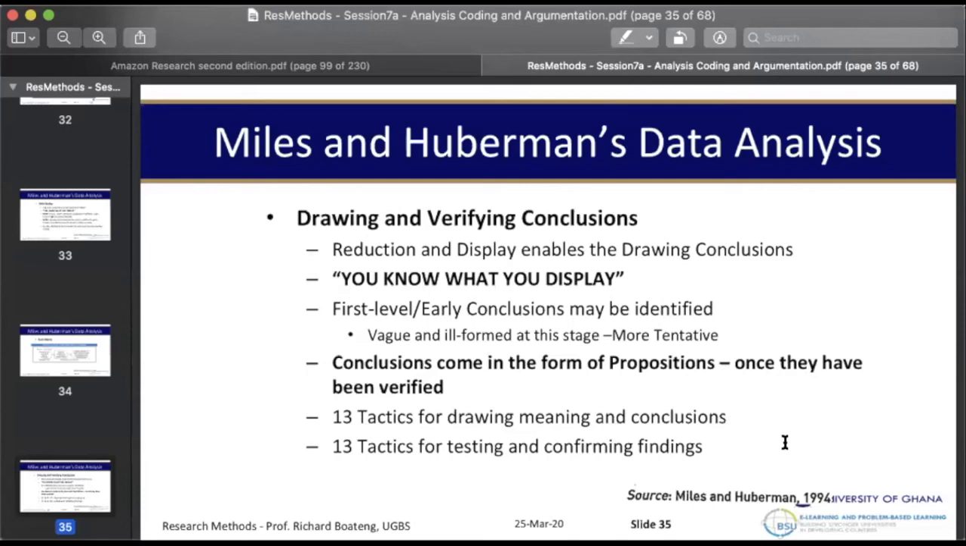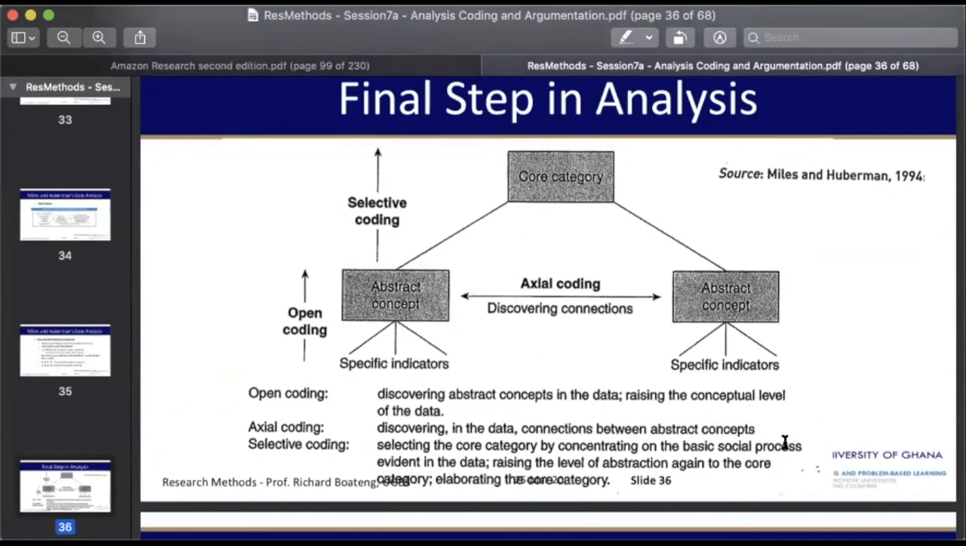Okay. Drawing and verifying conclusions. So what you see here is that after you have done your display, you can then go to the next level in which you condense the data, and then you do your display to draw conclusions. Now, what we need you to know is that when you are drawing conclusions, you have to verify them and check whether what you are saying is not just because of what you think, but it's actually what is there. So conclusions may come in the form of propositions. Remember, I told you earlier, once they have been verified, there are 13 tactics for drawing meanings and conclusions, and there are 13 tactics for confirming them. This is coming from Miles and Huberman, 1994. Okay. So I'm not reading the 13 tactics here, but in Miles and Huberman, they explain them.